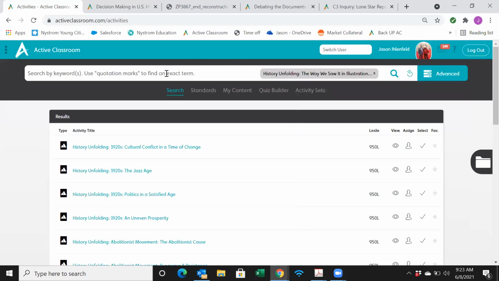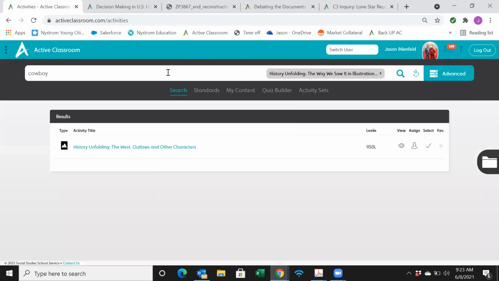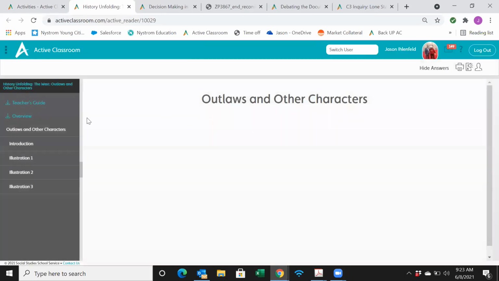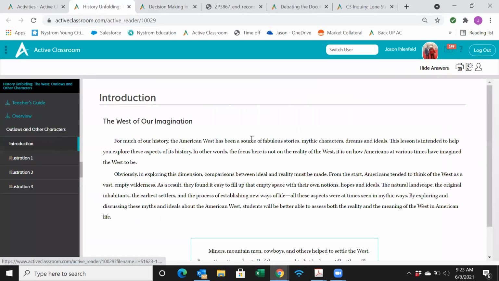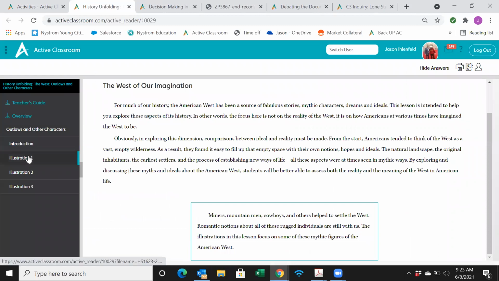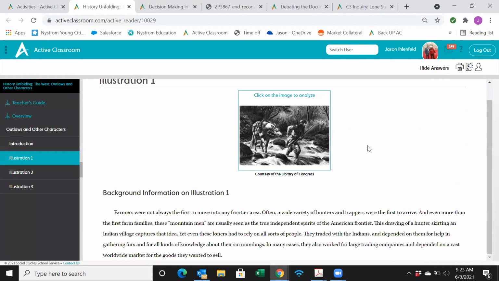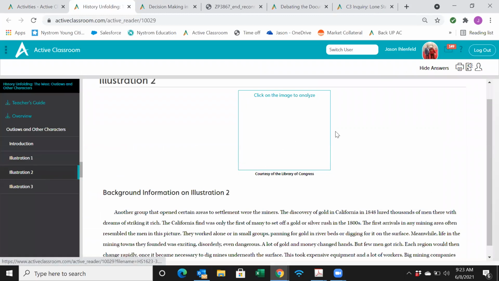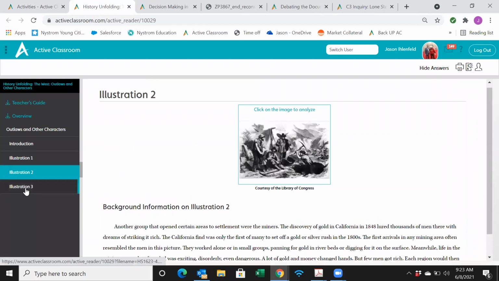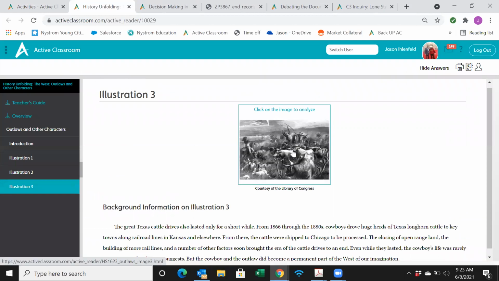You can find some good ones for Texas history here too. And so like this one here, Outlaws and Other Characters. This has some short little, there's an introduction, a couple of little paragraphs with this, and then some images. This one shows like fur trappers. And then this one here is going to look at the miners. And then this last one is going to focus on the cattle trails.